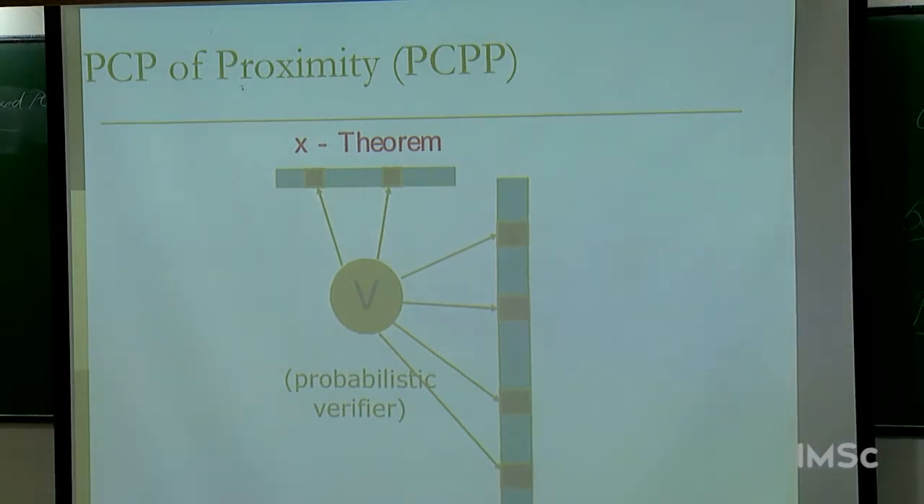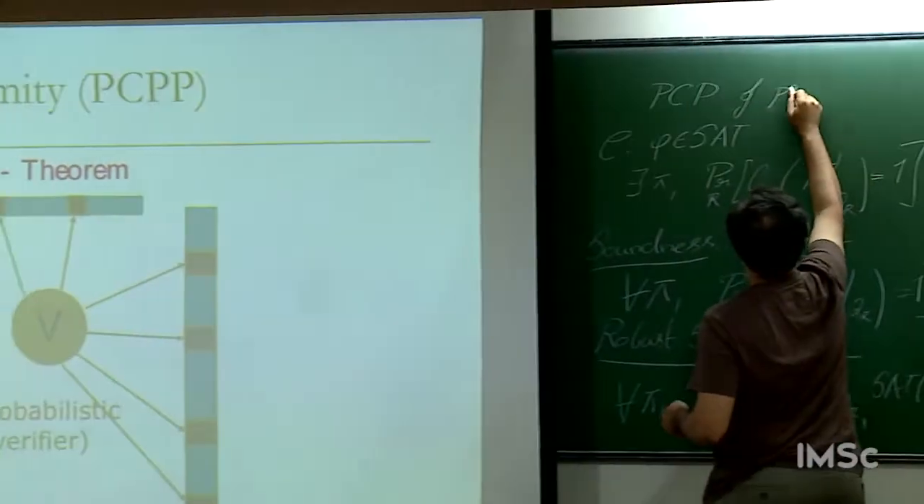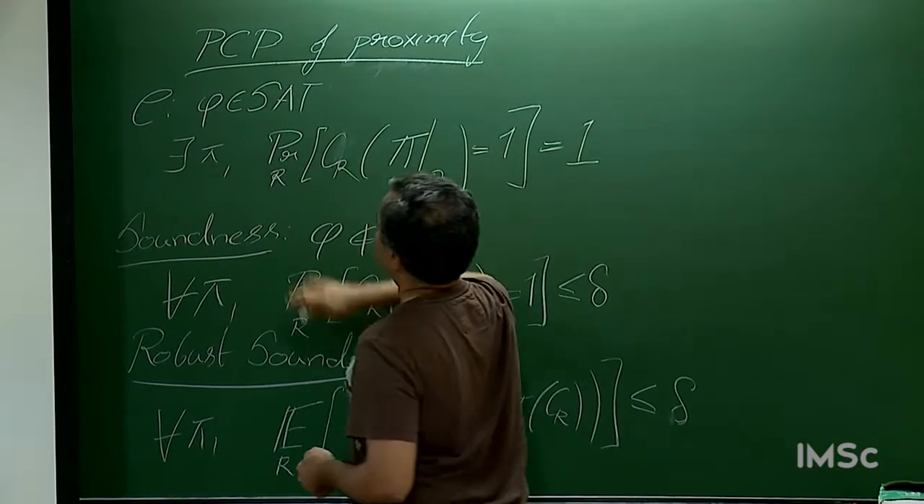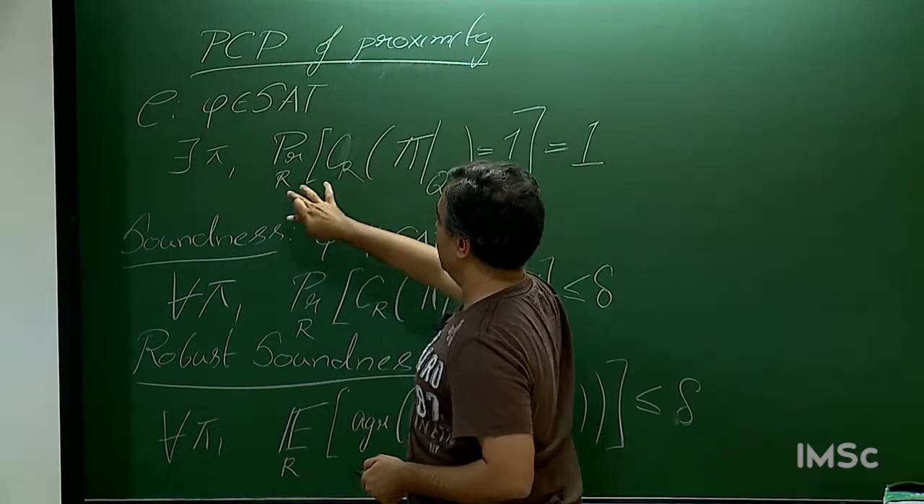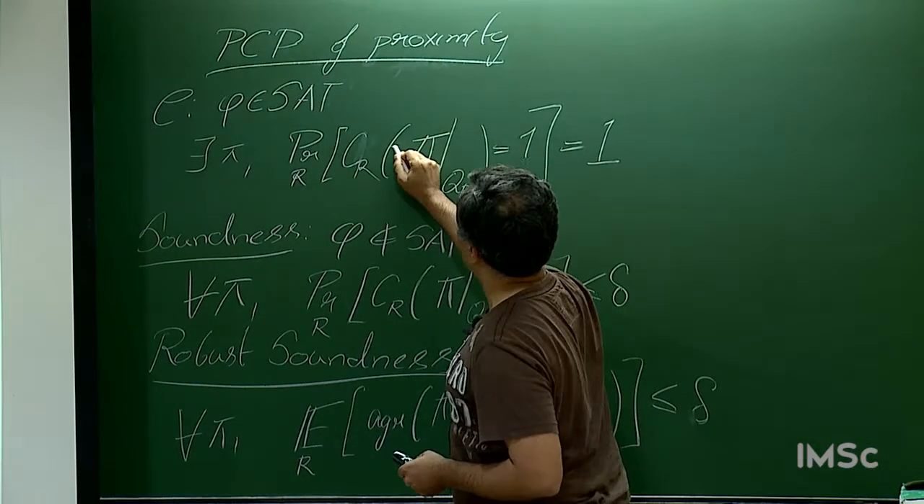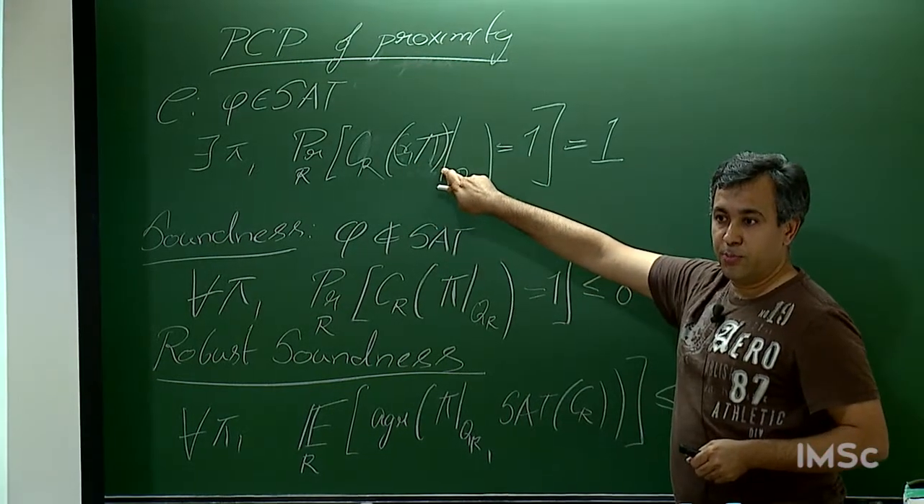So I'm going to define something called PCP of proximity. It doesn't check if something is a proof, it checks if something is proximal. It doesn't check if the theorem is true or not, it checks if the theorem is close to being a true theorem or not. So if phi is in SAT, you will have the same thing. Now you are not only going to take a local view of the pi, you are also going to take the local view of both the input and the proof.